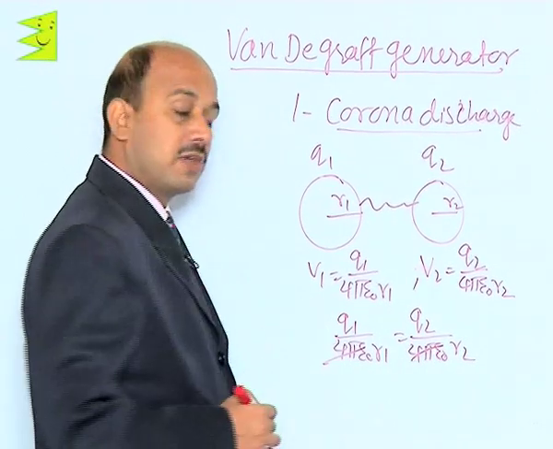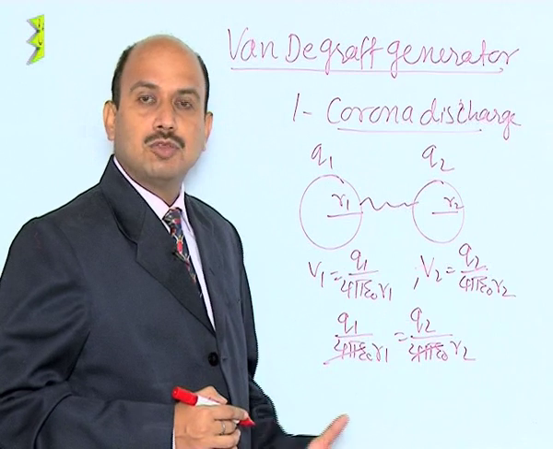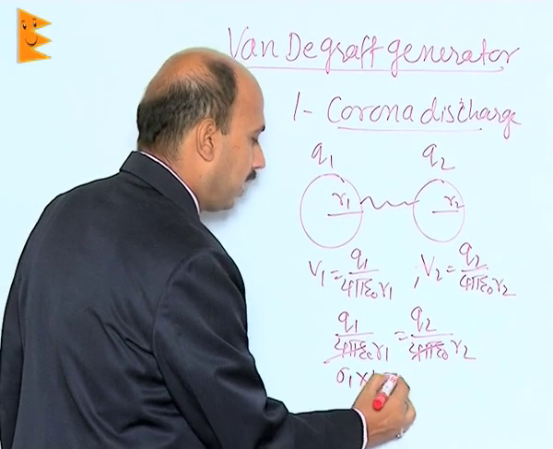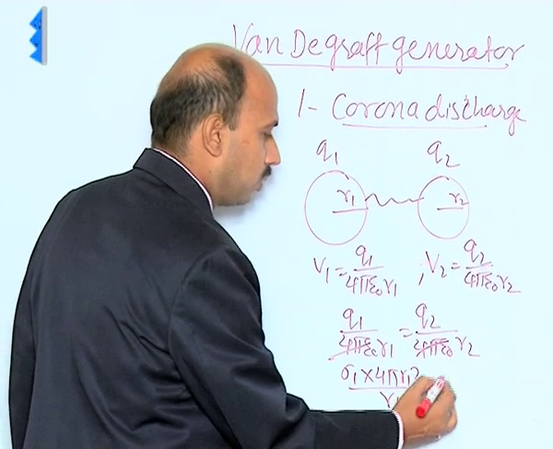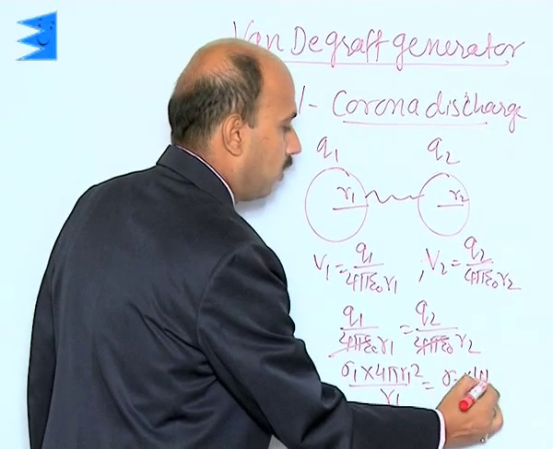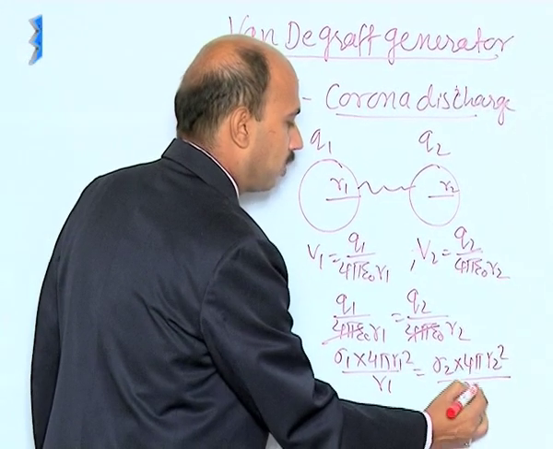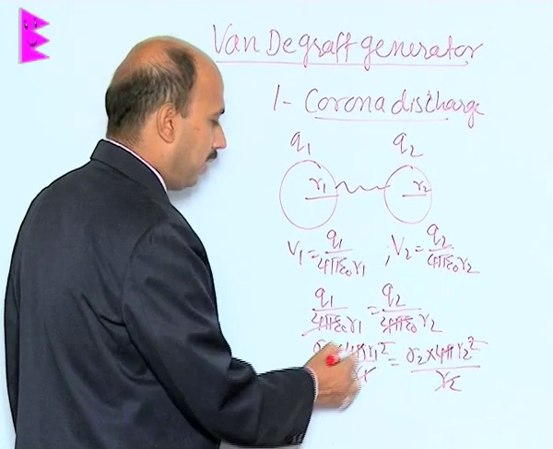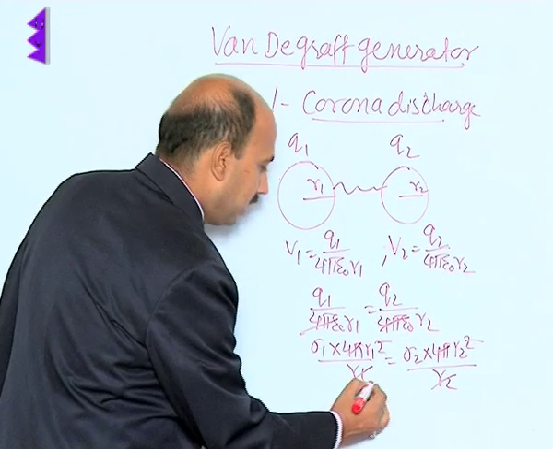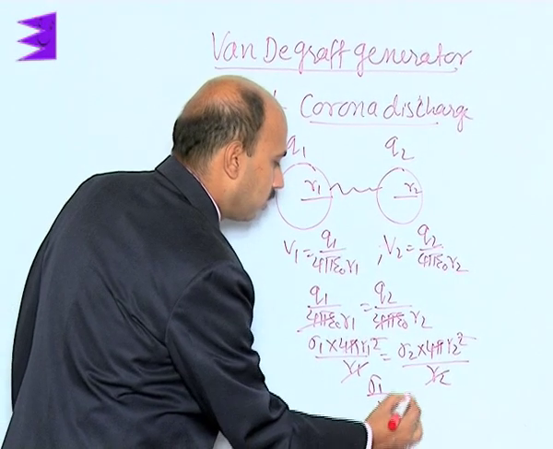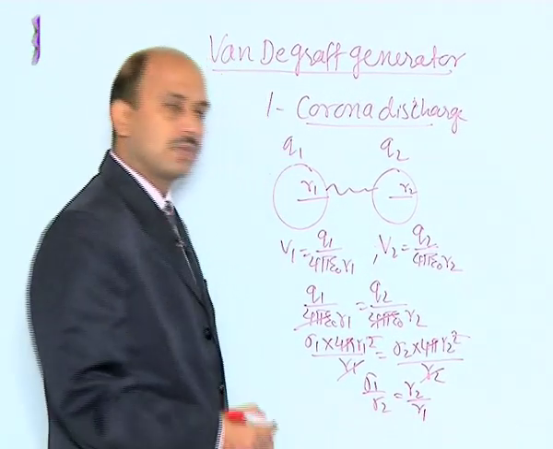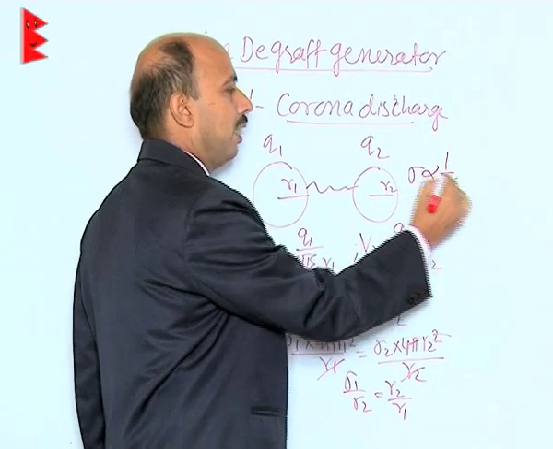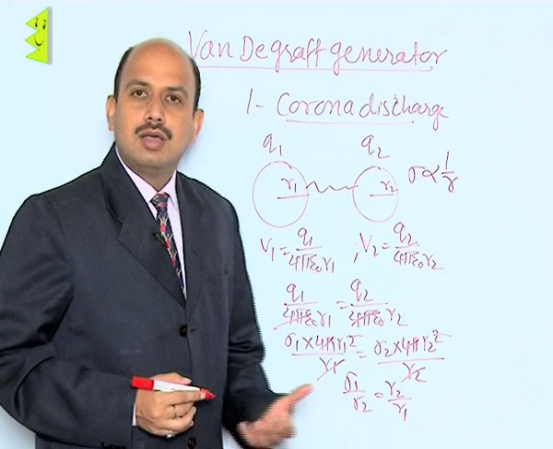We can put the value of q1 and q2 in terms of the charge density. We can write sigma 1 into 4 pi r1 square upon r1 is equal to sigma 2 into 4 pi r2 square upon r2. This cancels, and this 4 pi will get cancelled, and we will get sigma 1 upon sigma 2 is equal to r2 upon r1. Therefore, we can write sigma is proportional to 1 by r, where r is the radius.